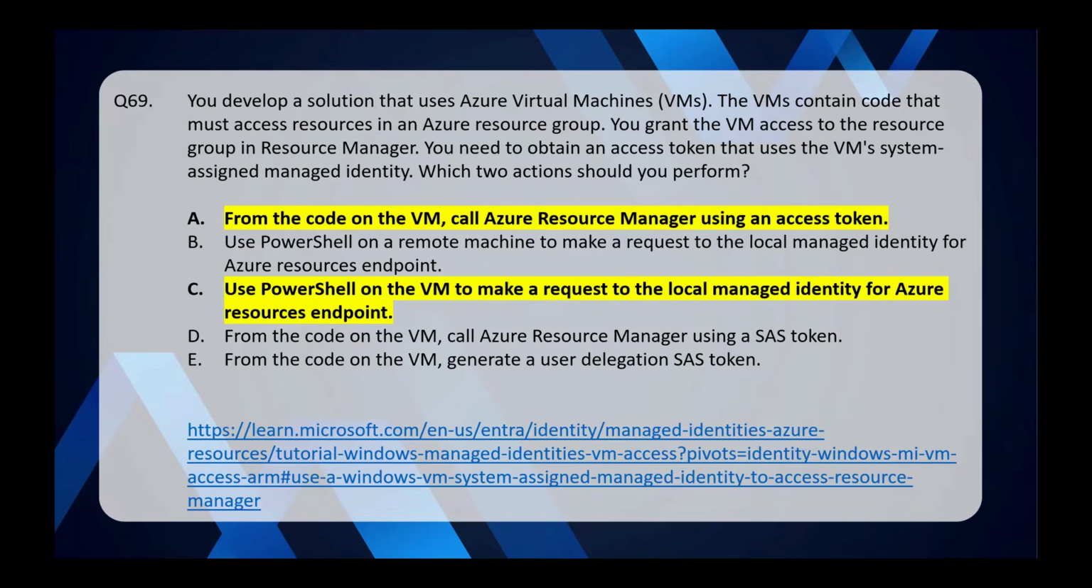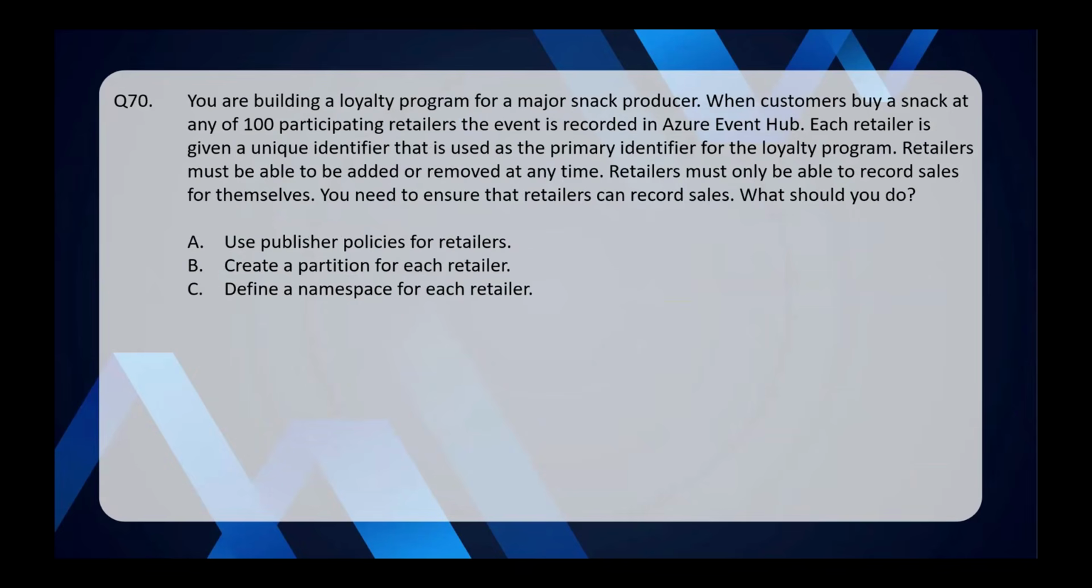Let's look at question number 70. You are building a loyalty program for a major snack producer. When customers buy a snack at any of 100 participating retailers, the event is recorded in Azure Event Hub. Each retailer is given a unique identifier that is used as the primary identifier for the loyalty program. The retailers must be able to be added or removed at any time. Retailers must only be able to record sales for themselves. You need to ensure that retailers can record sales.